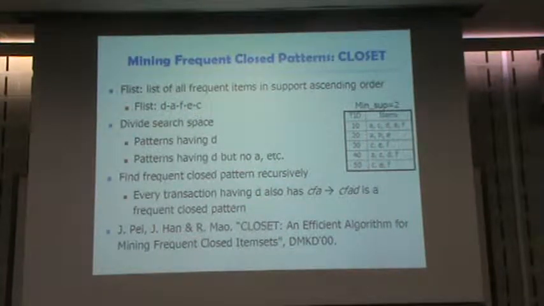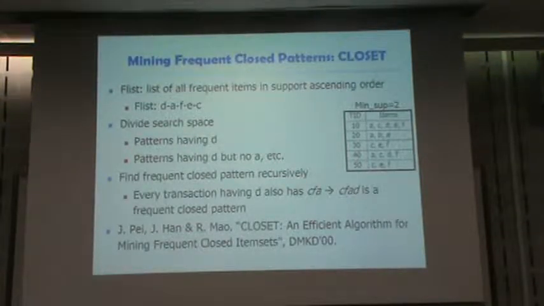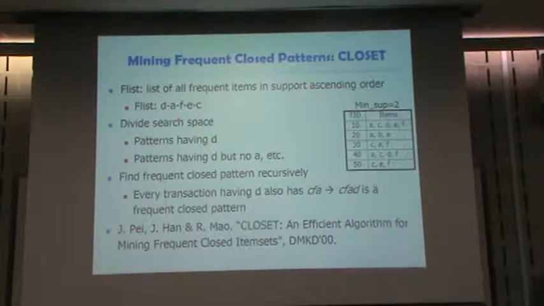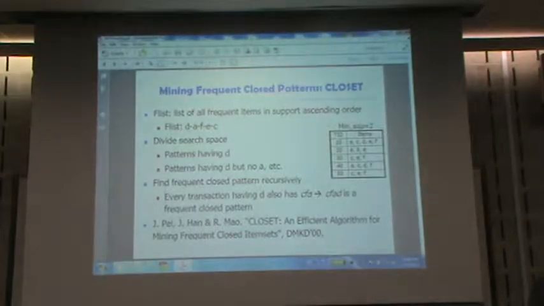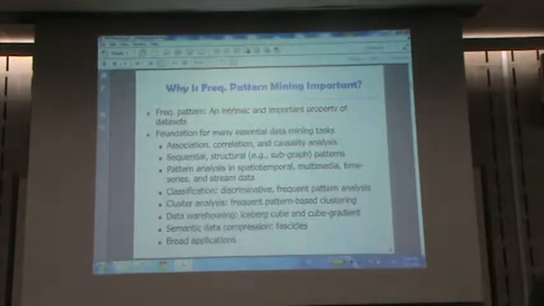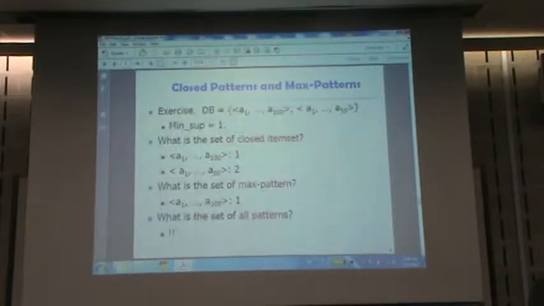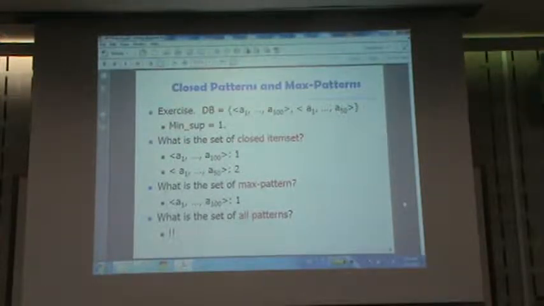Instead of finding all the frequent itemsets, we are going to focus on closed and max patterns. A closed pattern means there's no proper superset with the same support. That is the reason last time we had the closed itemset. In this transaction database, we have two closed itemsets.